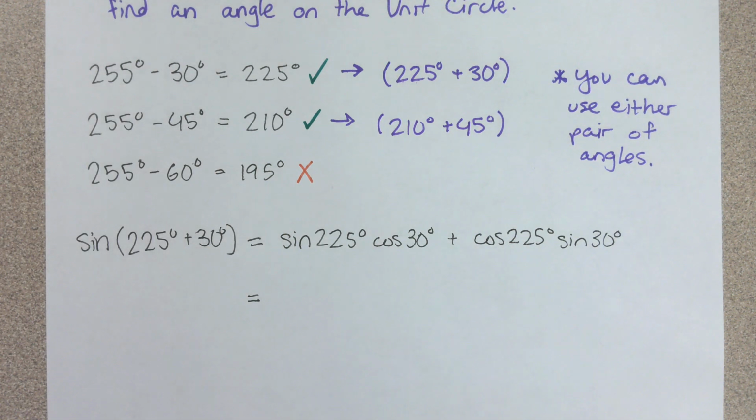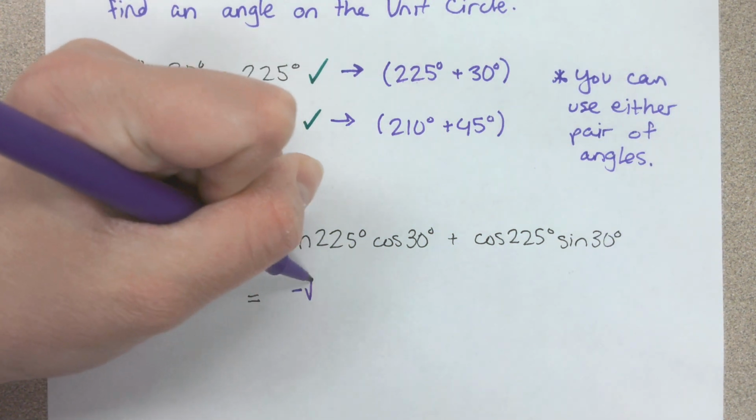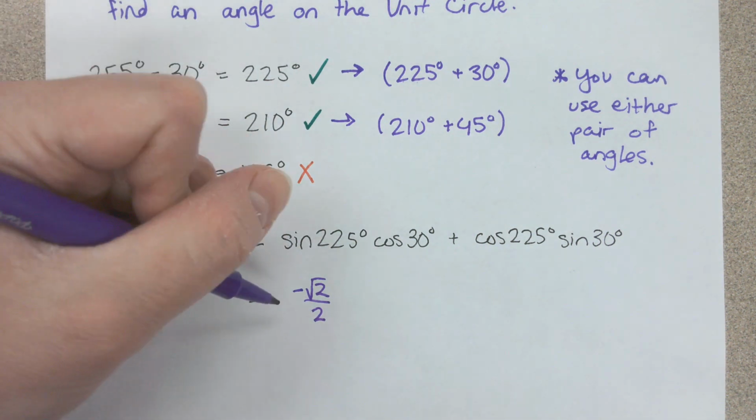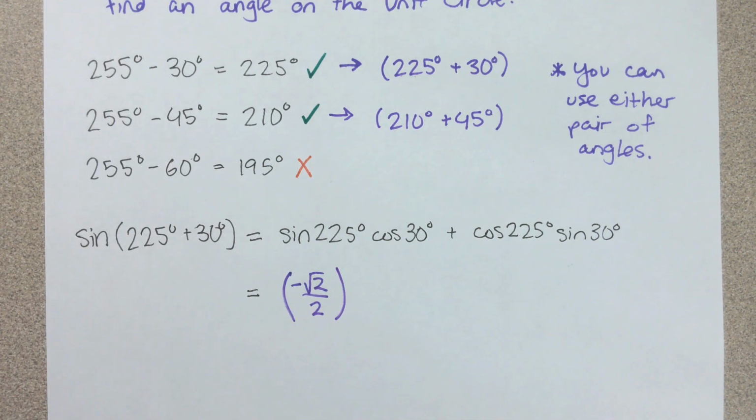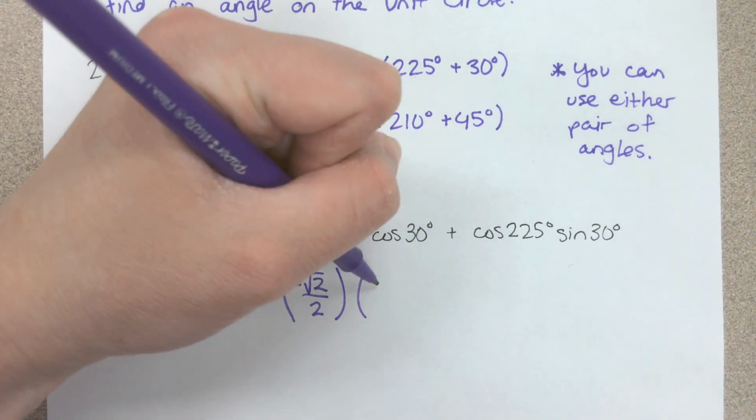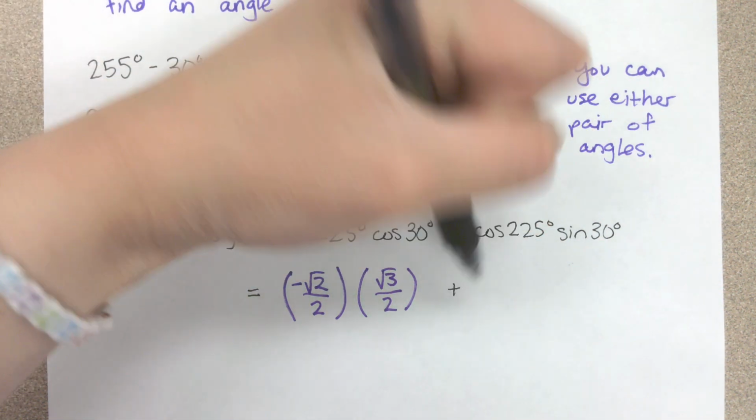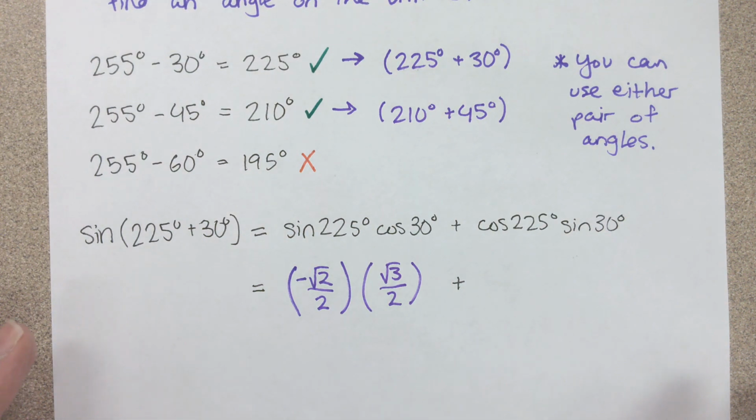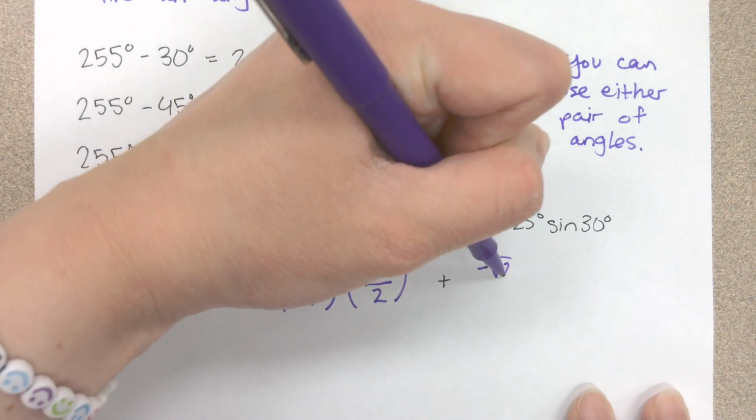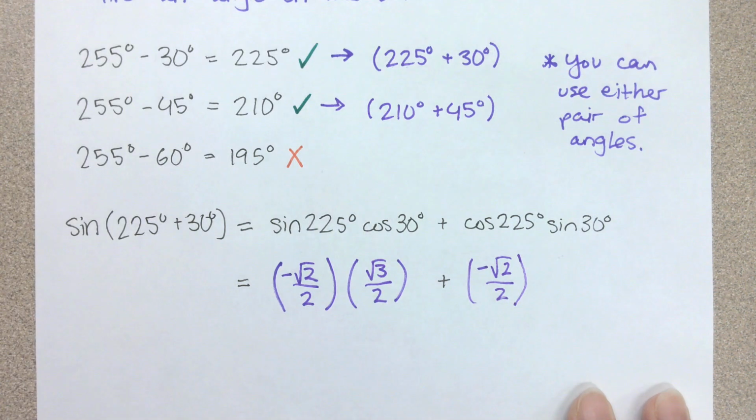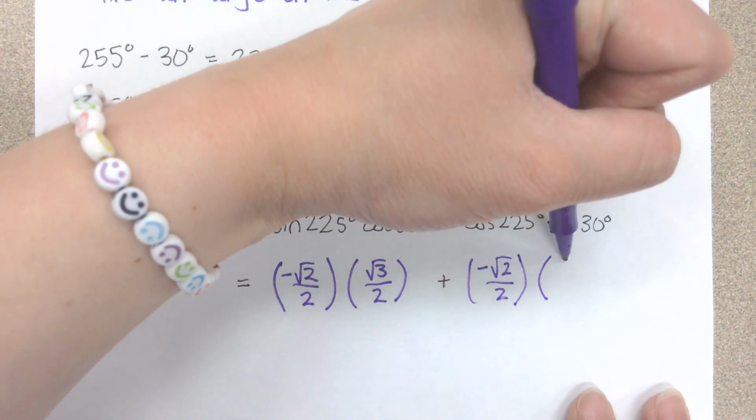At this point, I'm not going to write out the point and identify sine and all that, but you're more than welcome to in your notes if that's helpful to you. I'm just going to look directly on the circle. At 225 degrees, the sine value is negative root 2 over 2. At 30 degrees, cosine is root 3 over 2. Plus, at 225, cosine is also negative root 2 over 2. And at 30 degrees, sine is a half.